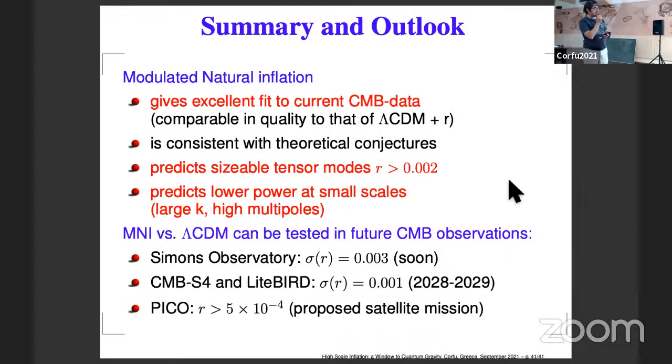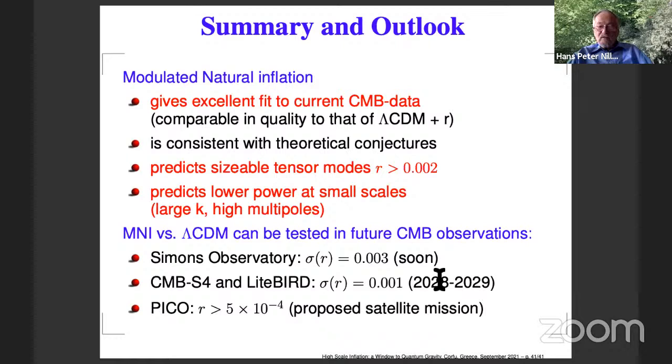CMB-S4, is it something that is already running? You say 2018? No, this will start operations, if everything works out, in 2028 to 2029. So this is the future. The one which in a certain way could give us data soon is this one, of course together with some other devices, they put a lot of devices together. So that would be the next thing which one might know in the next years.